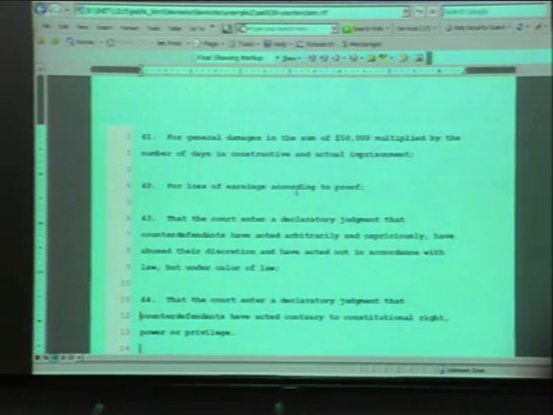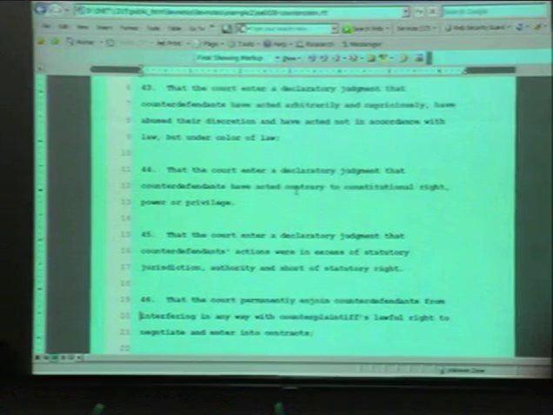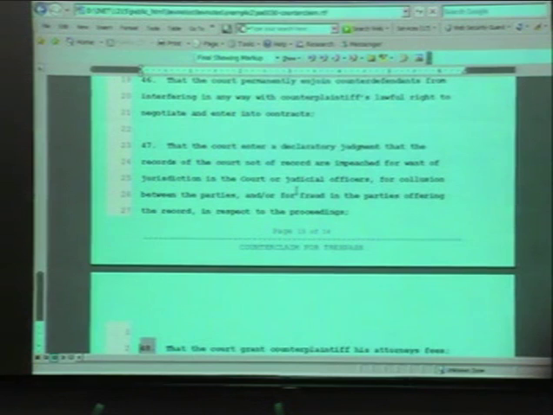That the court enter a declaratory judgment that counter defendants have acted contrary to constitutional right, power, or privilege. That the court enter a declaratory judgment that counter defendants' actions were in excess of statutory jurisdiction, authority, and short of statutory right. That the court permanently enjoin counter defendants from interfering in any way with counter plaintiffs' lawful right to negotiate and enter into contracts. That the court enter a declaratory judgment that the records of the court not of record are impeached for want of jurisdiction in the court, or, see, we sued the court too.